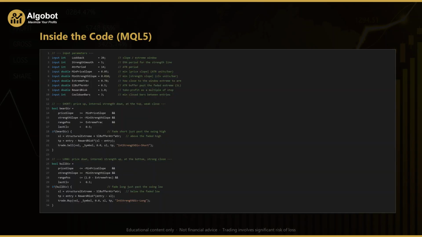Let's read the MetaTrader code the way we'd see it in MetaEditor. At the top are the inputs. Lookback sets the slope and extreme window at 20. StrengthSmooth is the exponential moving average period for the internal strength line.